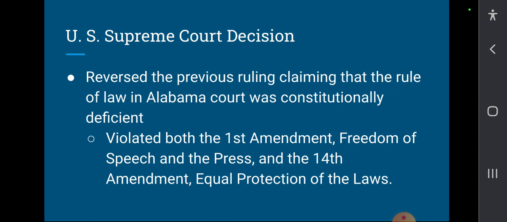What was the U.S. Supreme Court's decision, and why did it make that decision? The U.S. Supreme Court reversed the previous ruling, claiming that the rule of law in the Alabama court was constitutionally deficient. In other words, the U.S. Supreme Court claimed that the previous ruling against the New York Times violated both the First Amendment, which claims freedom of speech and of the press, and the 14th Amendment, the equal protection of the laws.